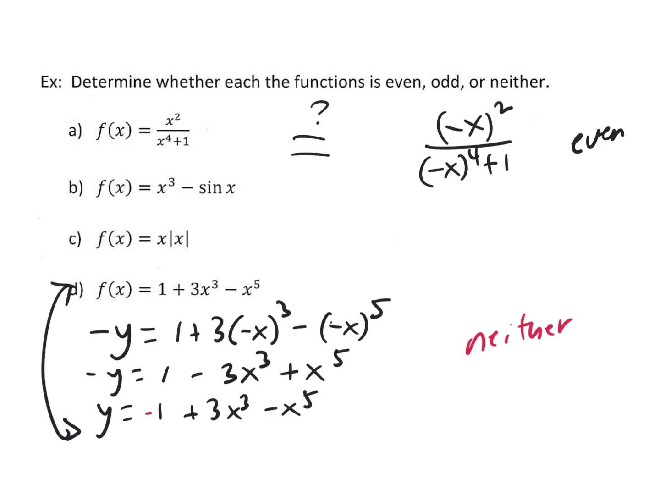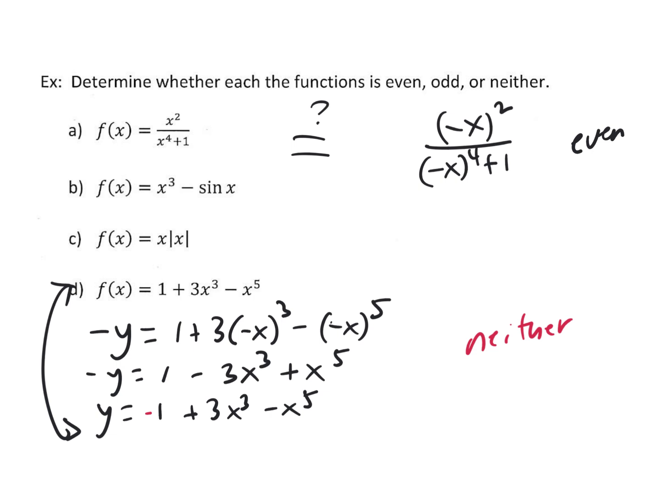They're not the same. They're close. A negative anything to an odd power, the sign stays the same as what it was. So a negative times itself 5 times is still a negative, and the minus in front made it a plus. So that's why that one ends up being a neither. But that's the basic process.